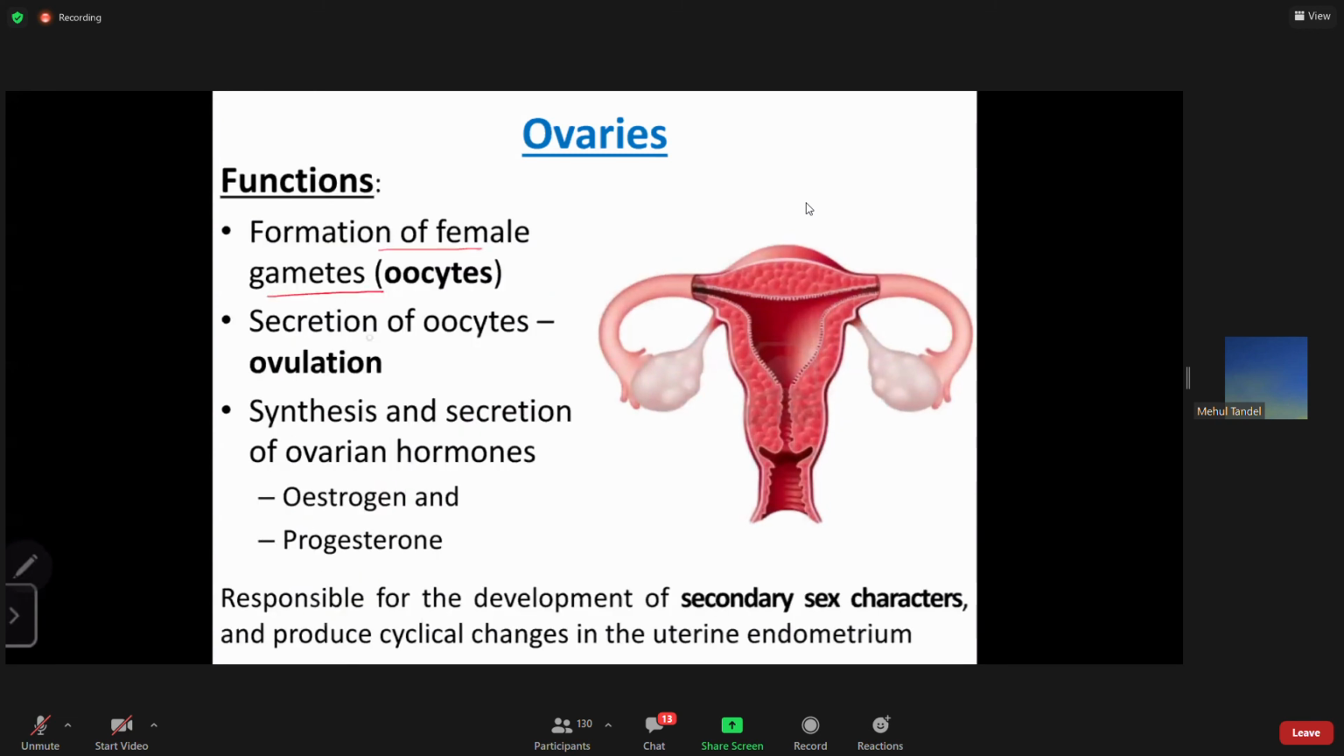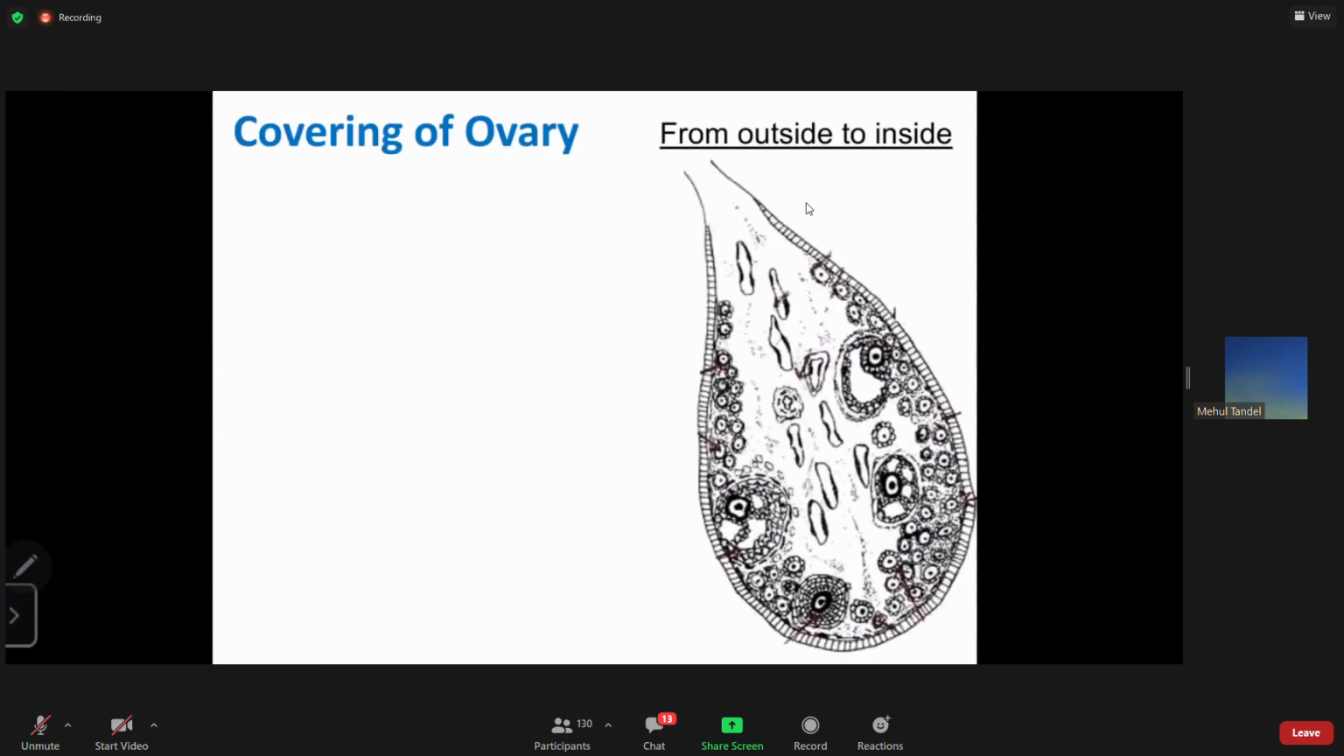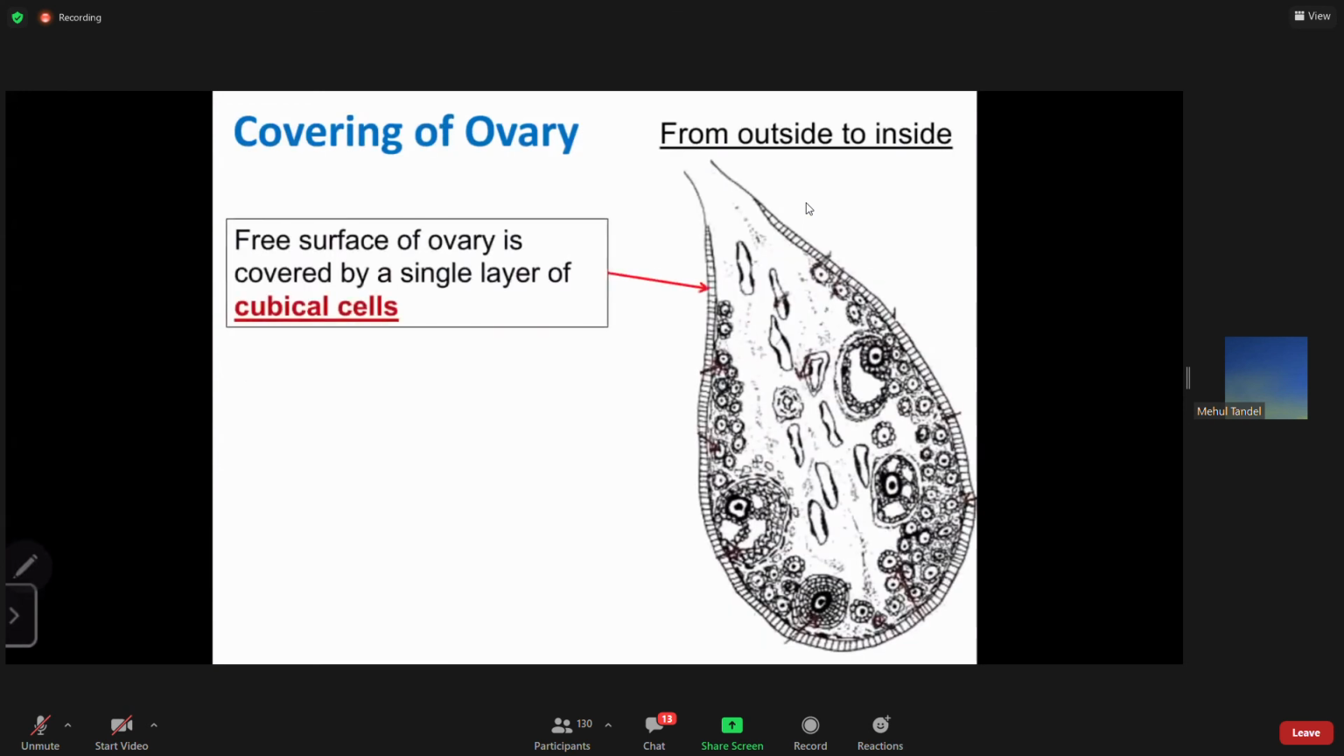Formation of female gamete, ovulation, synthesis of hormones like estrogen and progesterone, and responsible for development of the secondary sex characters. Covering of ovary from outside to inside: the outer covering has one layer made up of single layer of cuboidal cells. The free surface is covered by simple cuboidal epithelium. This is known as germinal epithelium of ovary.